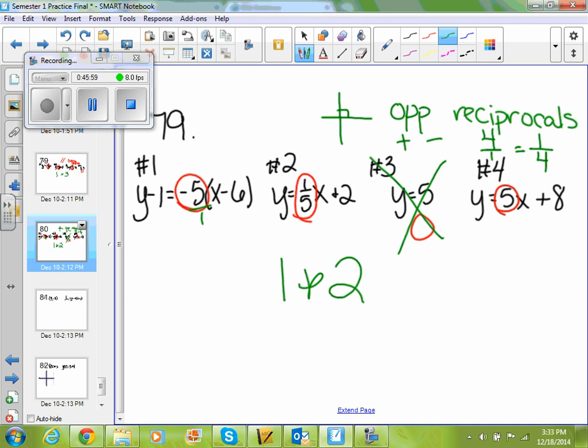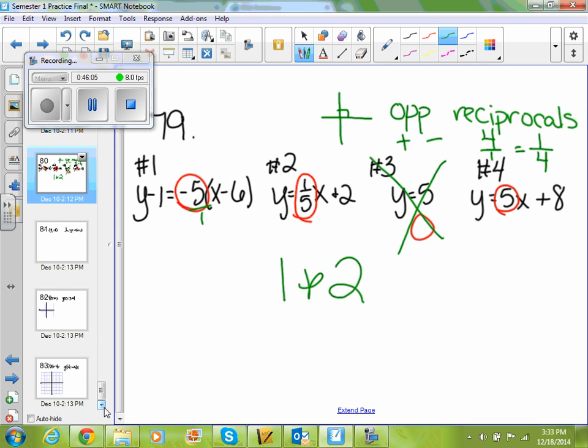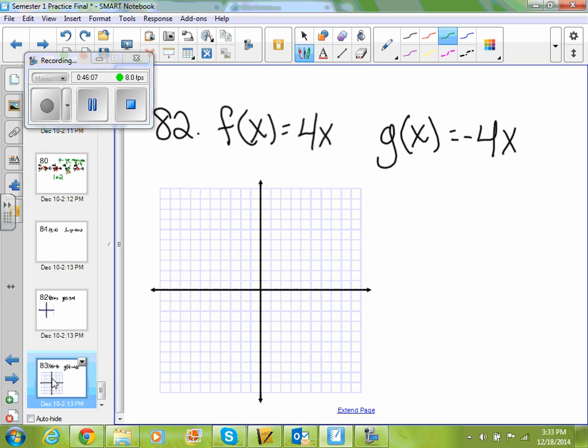Okay, we're going to skip 80. Do you want to do 81 or 82? 82, okay. Alright, so if we skip way to 82, it says graph f of x and g of x, then describe the transformations as either reflections, rotations, or translations, and how they're transformed.